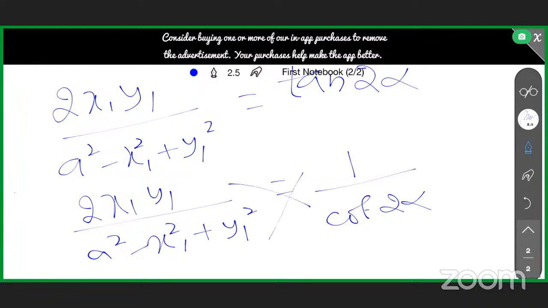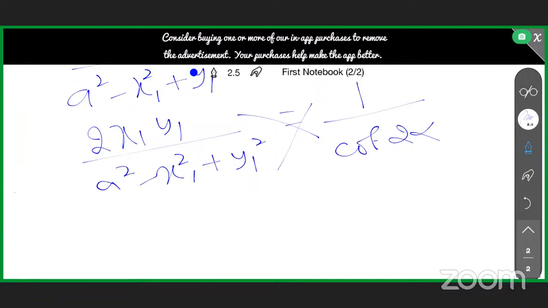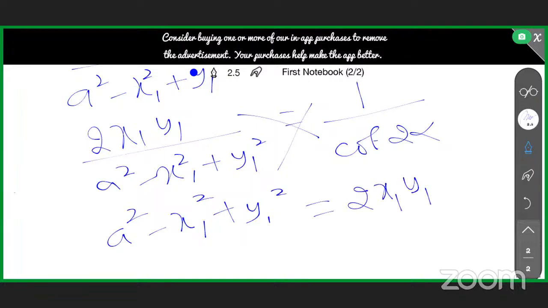If I do cross multiplication, the equation will be like this: a square minus x1 square plus y1 square is equal to 2x1 y1 cot 2 alpha. Do you understand this one? Yes or no? Now I'll send the entire equation to my right hand side.